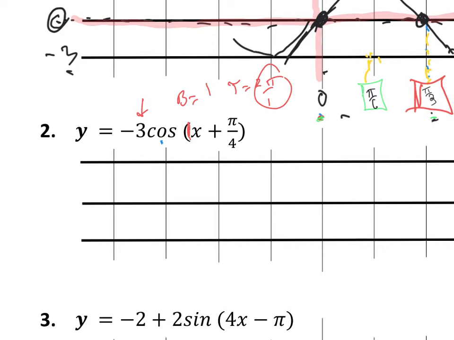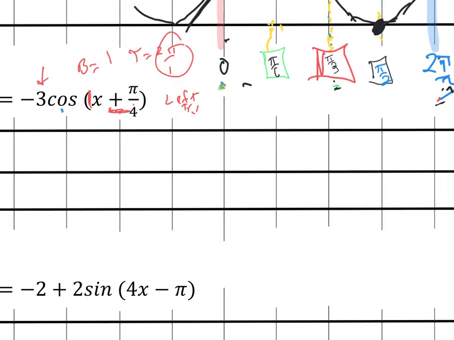But where does it start? The phase shift, this is a horizontal shift. Horizontal shift is also called phase shift, would be left pi over 4. Left pi over 4. So where do you want to draw pi over 4? It doesn't matter. I'm going to draw it right here. It's not 0. It's pi over 4.